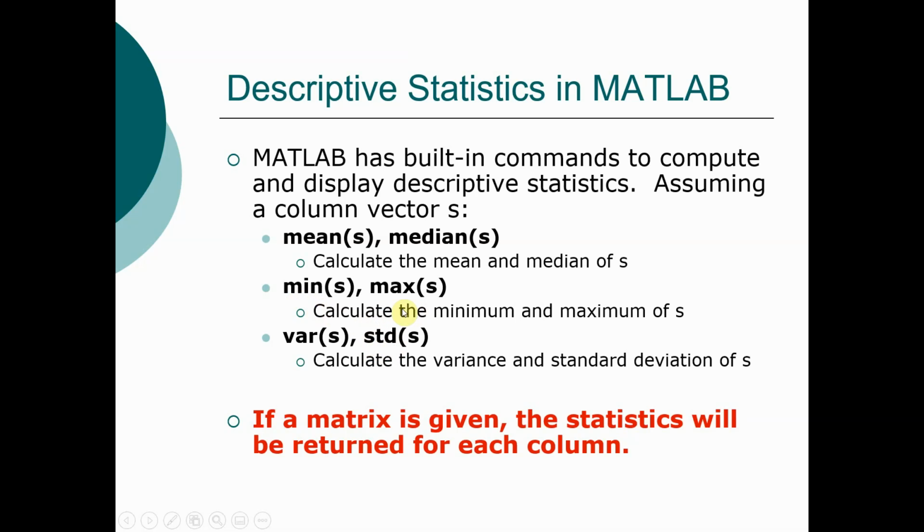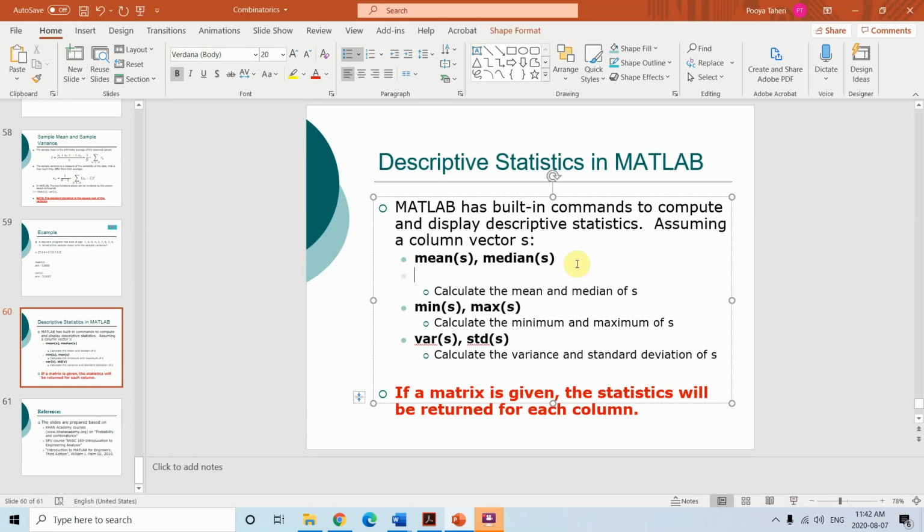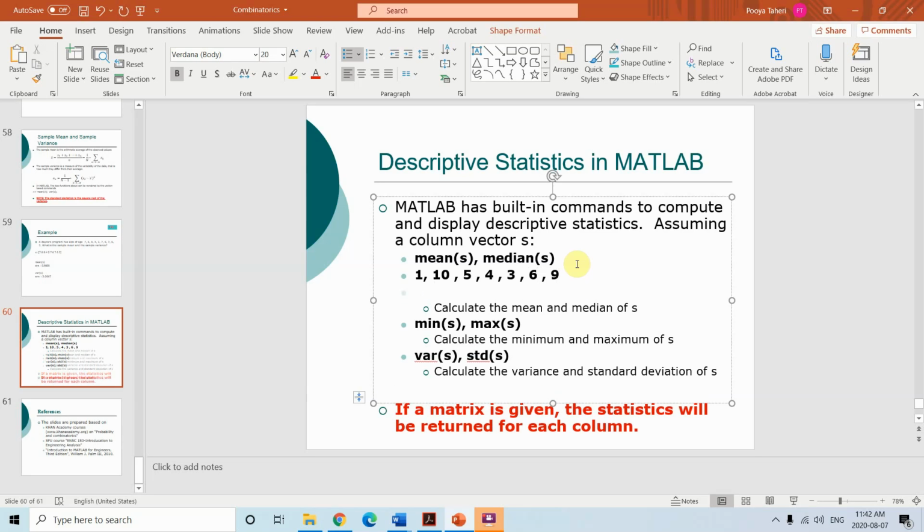You can also find the min and max of the data. You can find the median. I think it would be explained better with an example. Let's say I have 1, 10, 5, 4, 3, 6, and 9. If I want to find the average, I'm going to add all these numbers up and divide by 7. The median would be the number exactly in the middle in the sorted sequence. So let me sort these numbers.